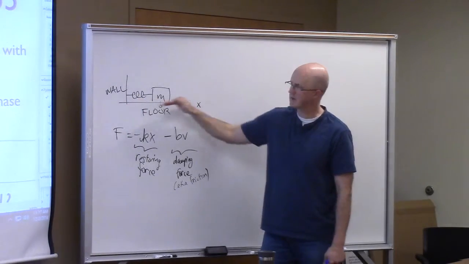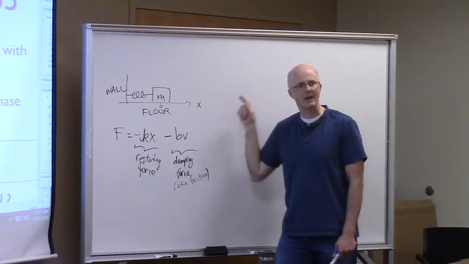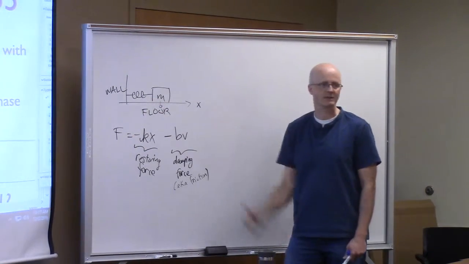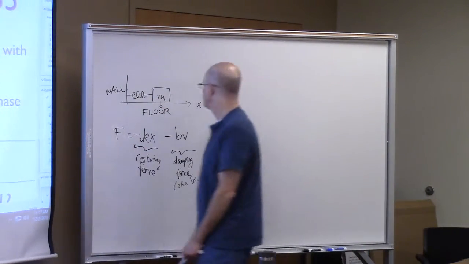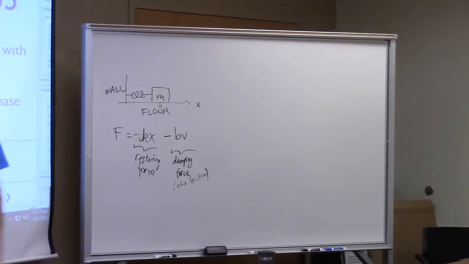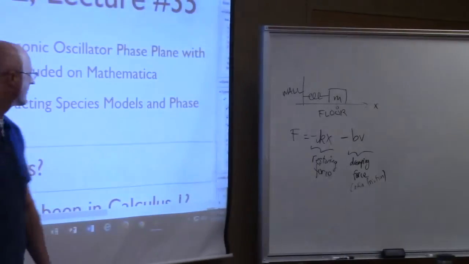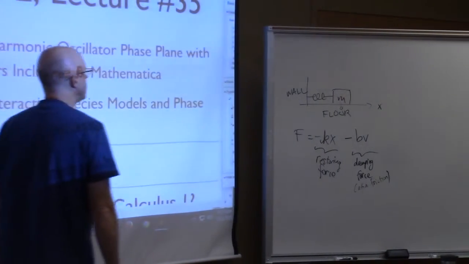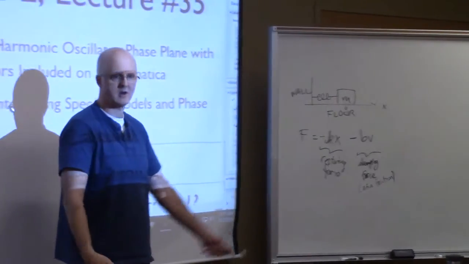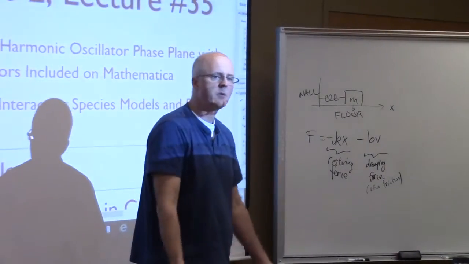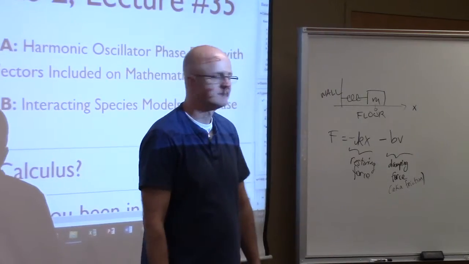And if the mass is moving to the left, then the damping force is to the right. If the velocity is negative, the damping force is positive. So, question? So then what's b? Is b just an arbitrary constant? k and b are constants of proportionality. They're not arbitrary. They will equal certain things for certain situations.